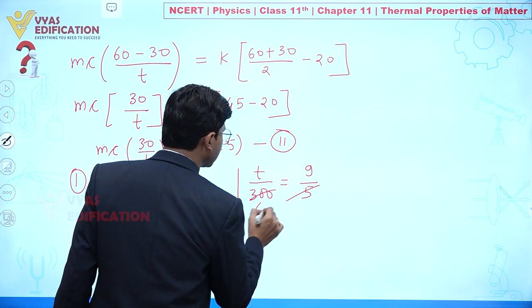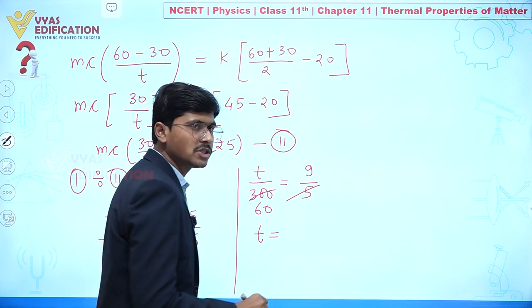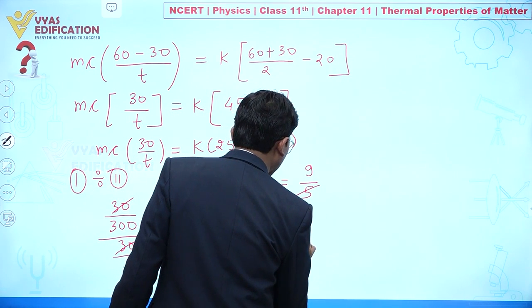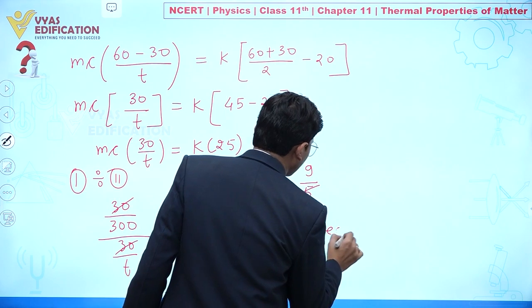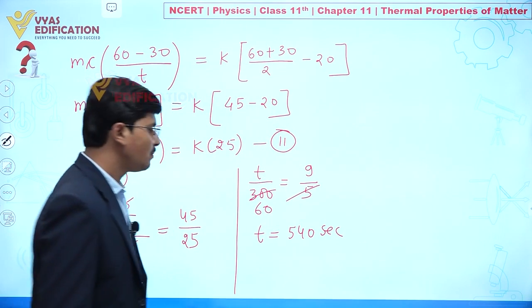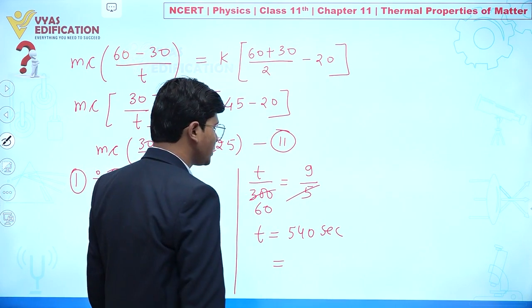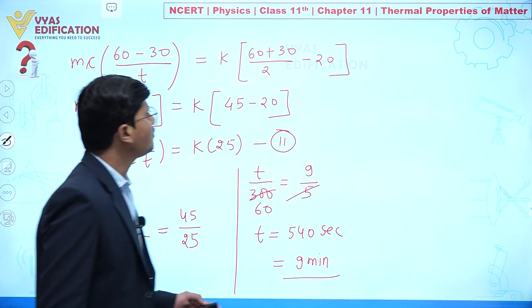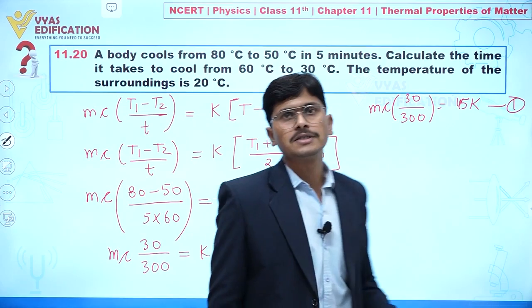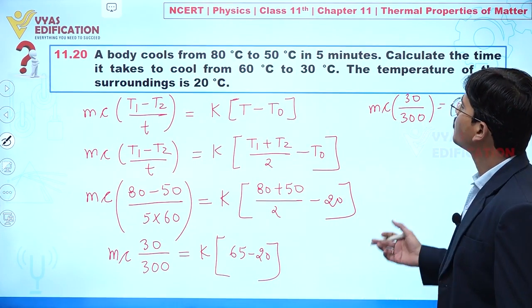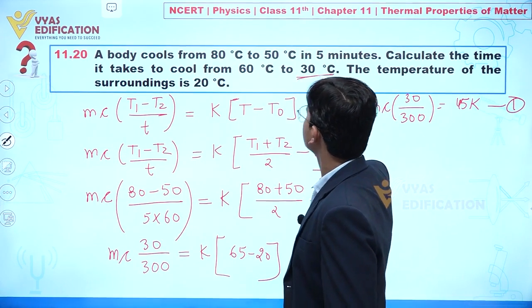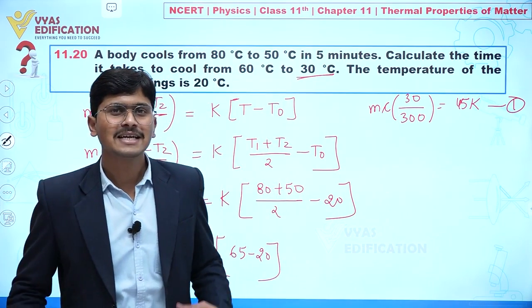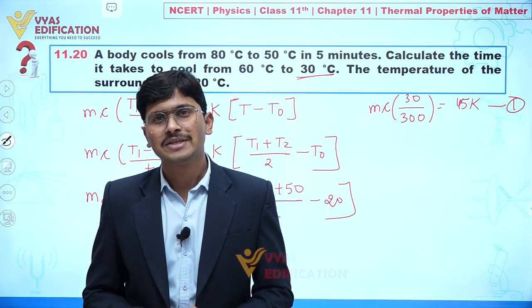From here we get this time t equal to 540 seconds. Clear? And we can convert this into minutes by dividing by 60, so directly you can say 9 minutes. So in 9 minutes this body cools from 60 degrees Celsius to 30 degrees Celsius. Clear to everyone? So this is all about this question.